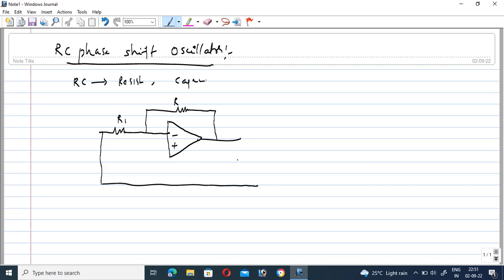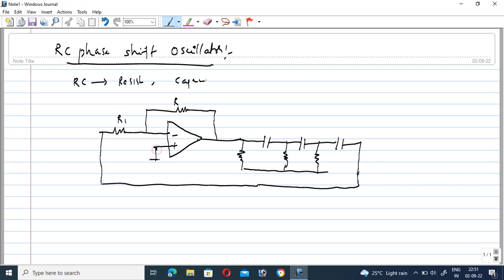This feedback network consists of capacitors and resistors only: resistor, capacitor, resistor, capacitor, resistor, and capacitor, connected in this manner. It is connected to the feedback. So this is a simple brief circuit of the operational amplifier for the RC phase shift oscillator.